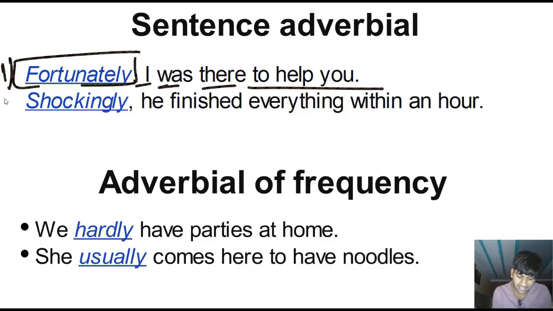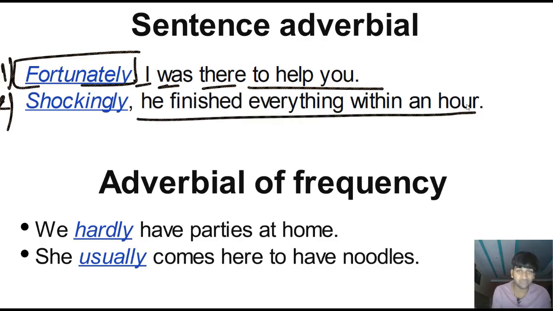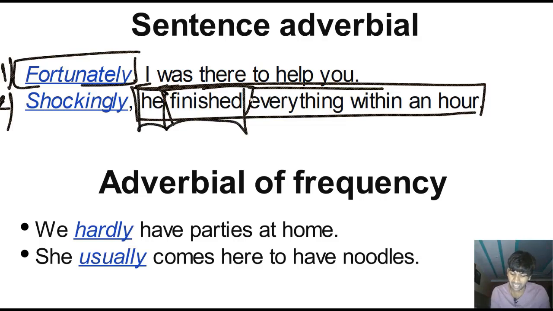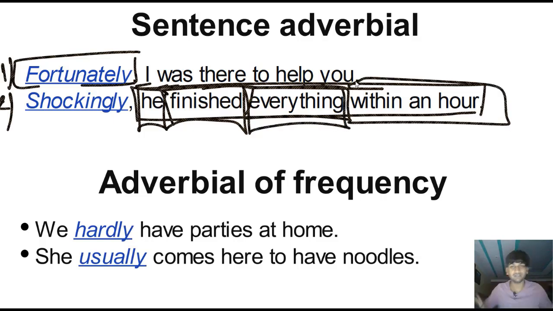All right. Second example, shockingly, he finished everything within an hour. So, this entire thing that he finished everything within an hour is shocking to the speaker, right? Finishing this is not shocking alone. It was him, it was the action, it was the object, it was the timing as well. So everything was shocking, right? So this entire incident was shocking to the speaker. All right. So both these words, fortunately and shockingly, are passing a comment, modifying the entire clause, main sentence.